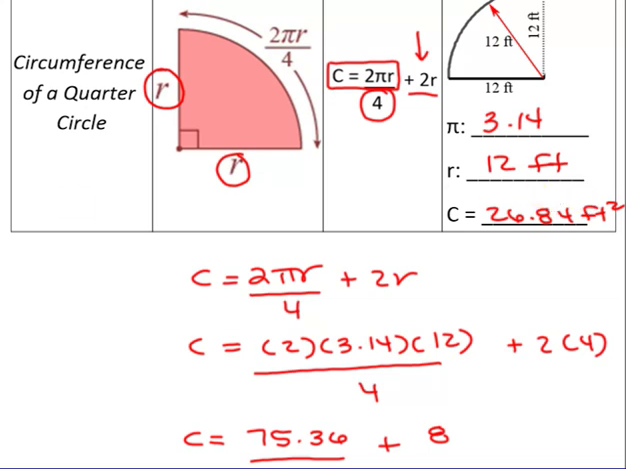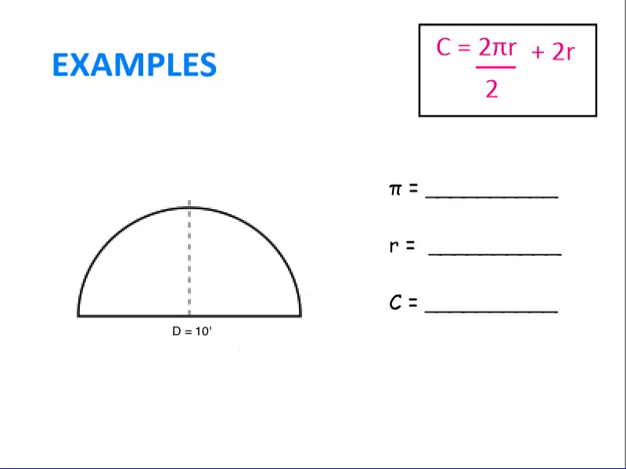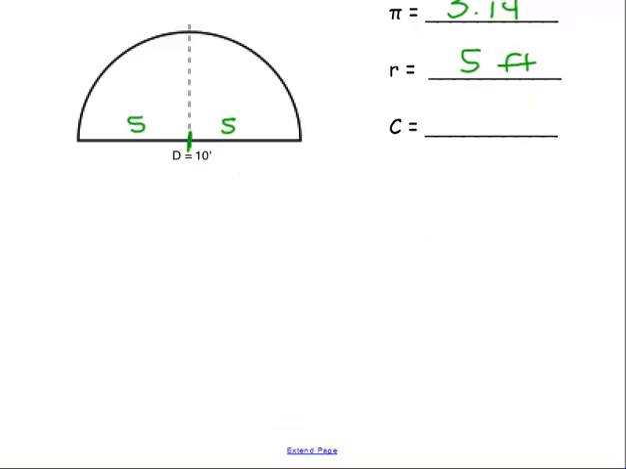So the longest formulas we're going to be dealing with for circles are these two right here. All right, so let's take a look at this example. So pi is 3.14, our radius is half of the diameter, so that's going to be 5 feet. And now we need to calculate our circumference.